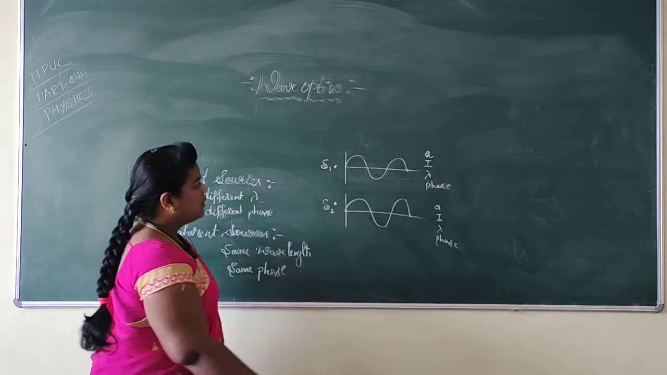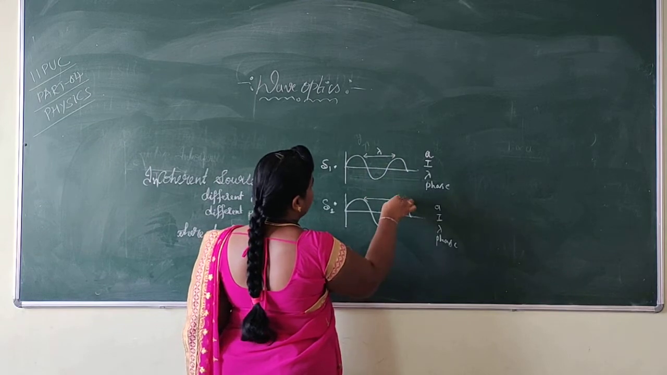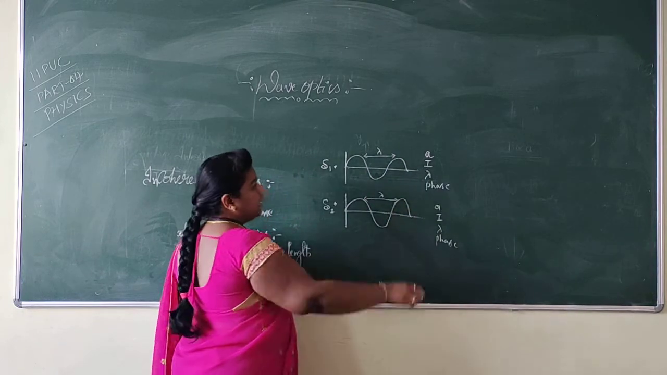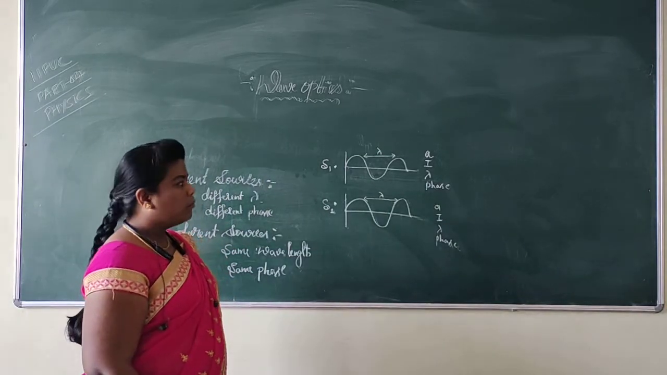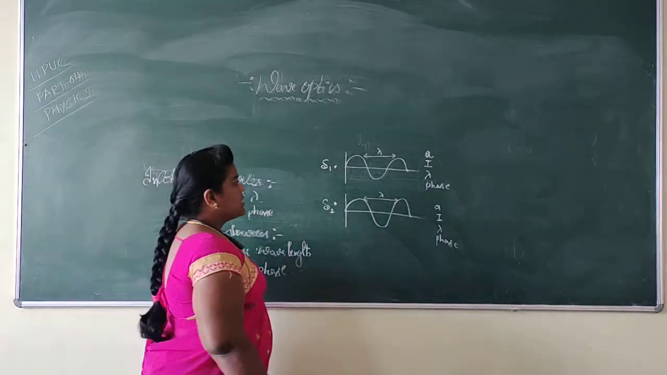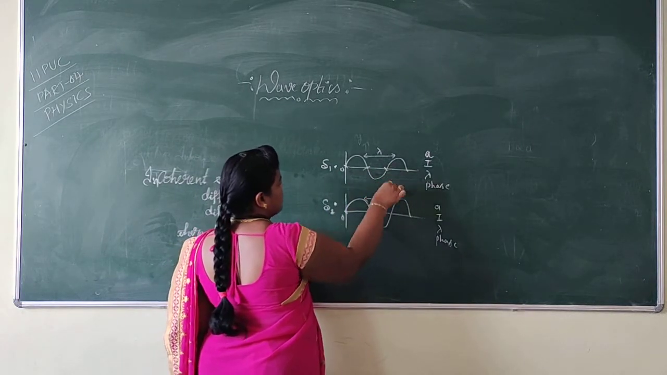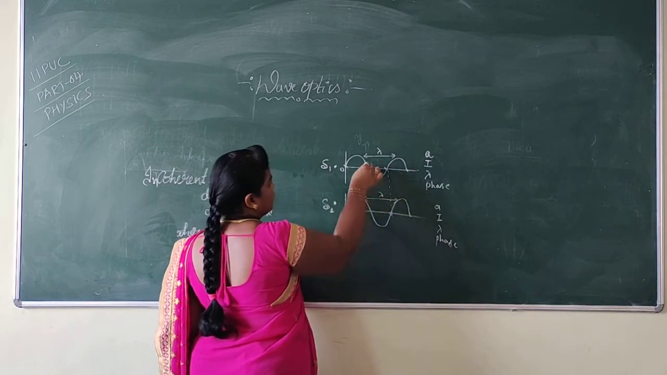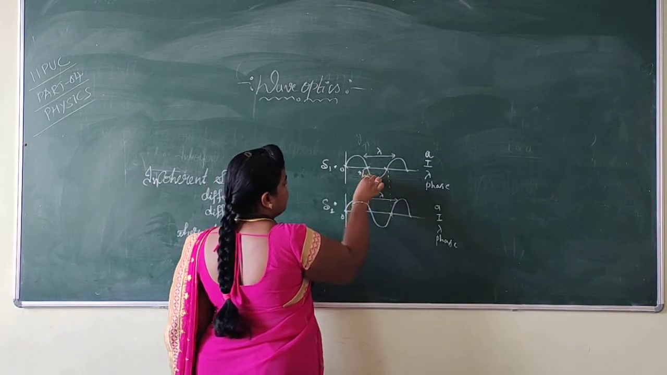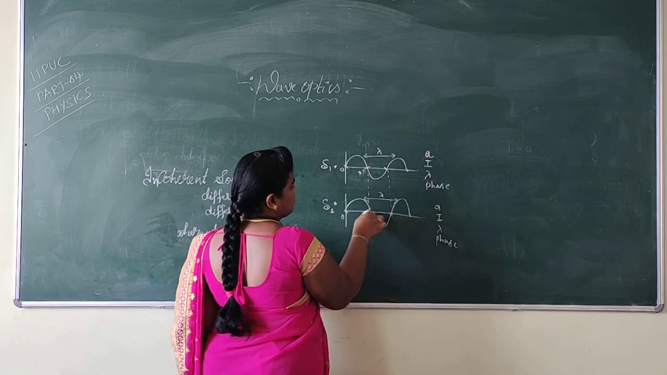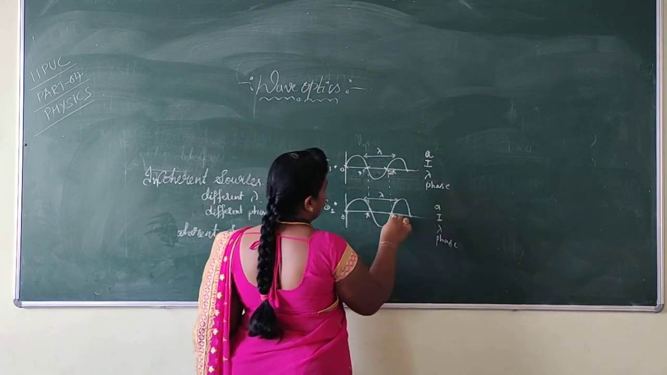You can observe that the distance between the two crests or the troughs is called the wavelength. Here the wavelength of source S1 and source S2 are both the same. Similarly, the initial phase for both is zero. Next, you can observe that at each and every point the phase is also the same. If source S1 has a phase pi, here it also has phase pi. If it is 2 pi here, here it is also 2 pi.